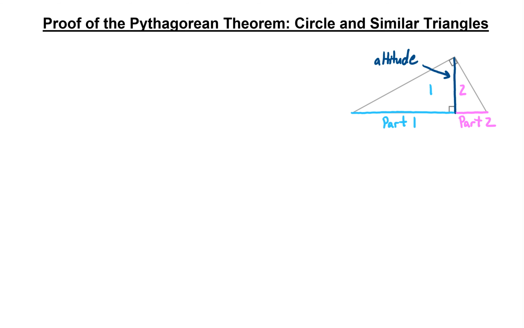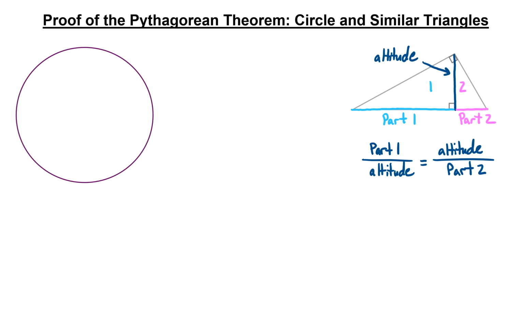So since these are similar triangles, we can set up a ratio equals another ratio, and this proportion is going to be part 1 over the altitude equals the altitude over part 2. So we're going to have to keep that proportion in mind once we get towards the end of our proof here. Okay, so let's get into this proof.